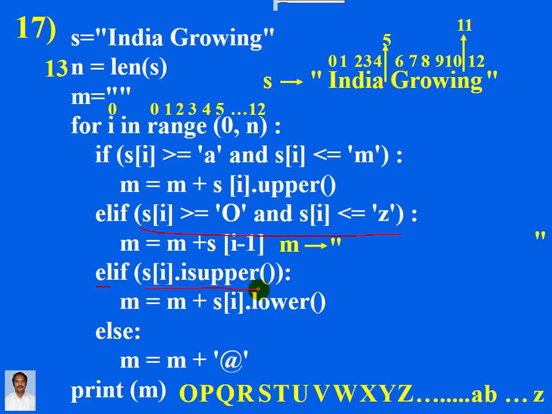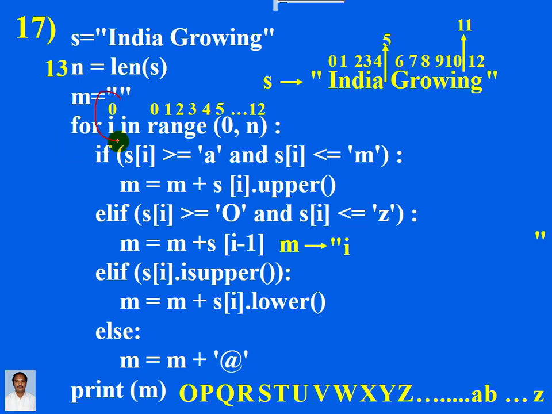Capital I dot isupper. Yes, capital I is an uppercase alphabet. This condition true, so this will be executed. Now M, which is empty string, concatenated with capital I dot lower. So here you get small i, that is assigned to M. So now your M contains small i.